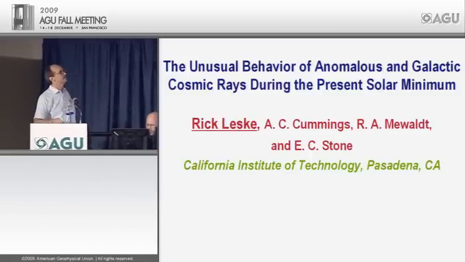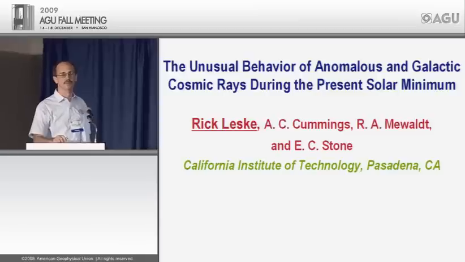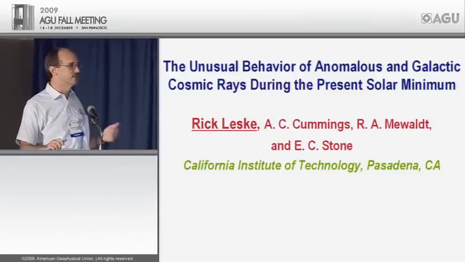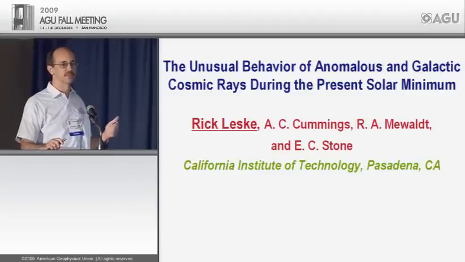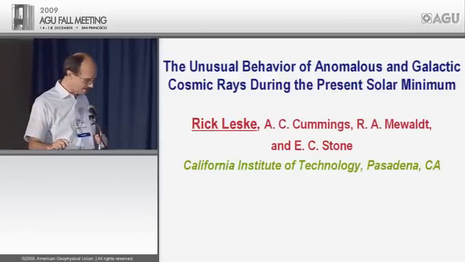I'll be talking about observations of anomalous and galactic cosmic rays during the last several solar minima, in fact. And I'll be limiting the topic to the observations. I'll leave the interpretations and the meaning of this all to the theorists and modelers and people with more expertise in this field, or at least people that have lived through more solar minima than I actually have.